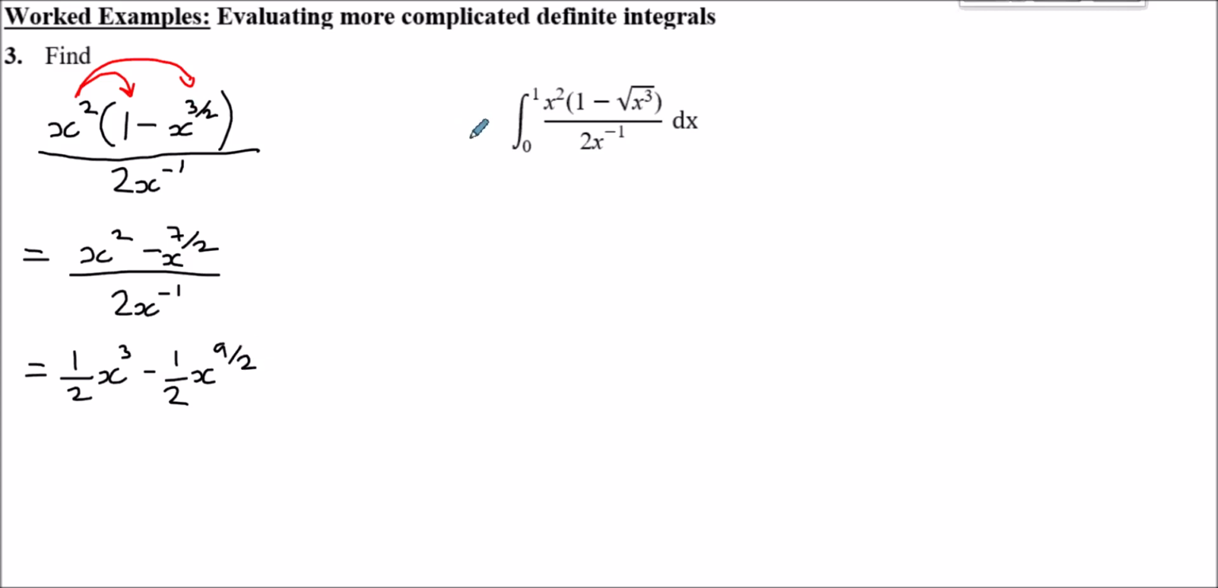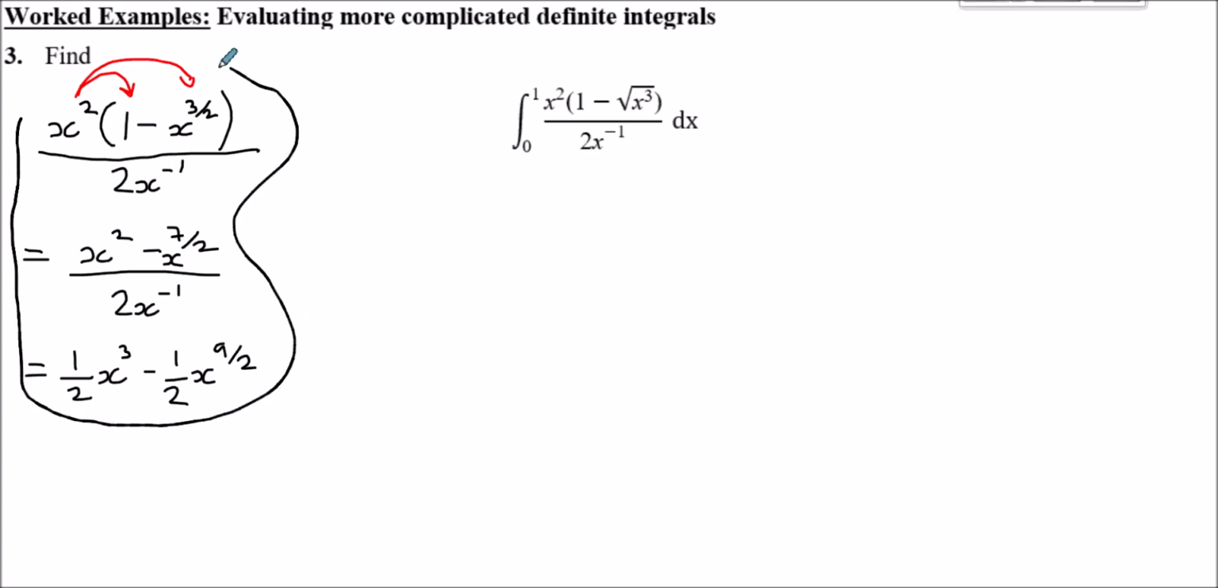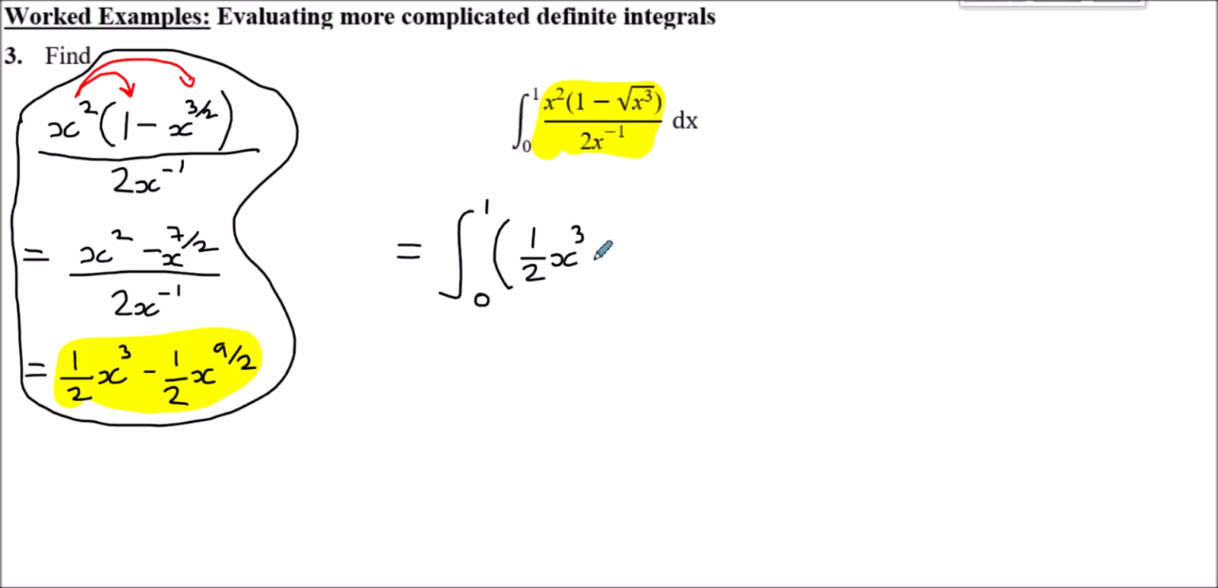Okay, and so what we've got here is a much neatened up version of this function which we need to integrate. So in a nutshell, I've just shown that this thing here is equal to this. Now, this is easier to deal with, so let's have a go at integrating this rather than integrating that. So we need to do this between 1 and 0, and it's half x cubed minus half x to the 9/2 dx.